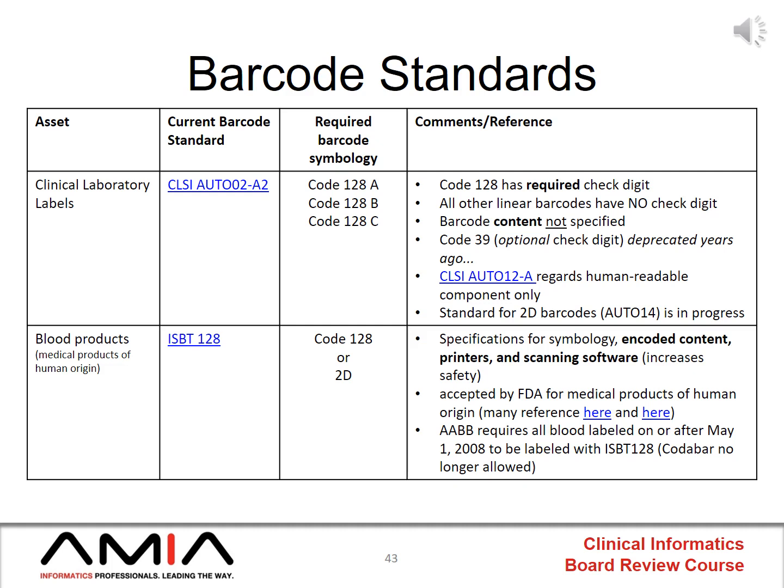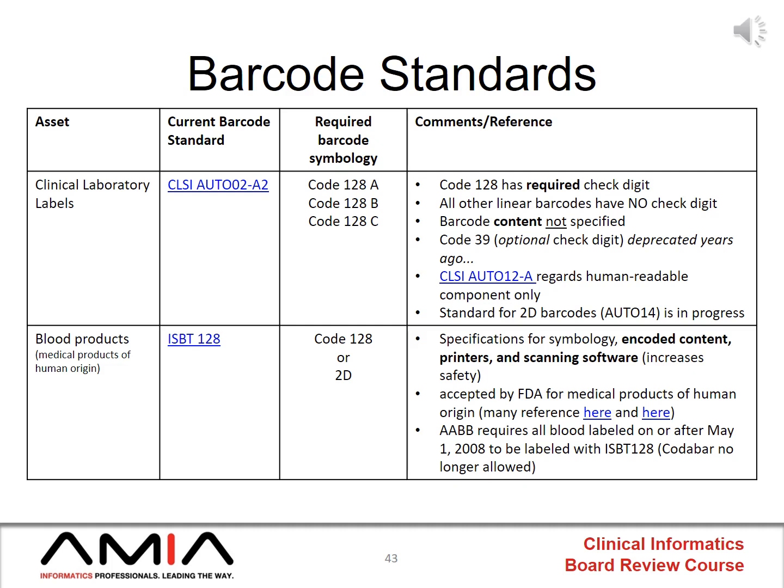The next barcode standard is the ISBT 128 standard. This standard is for barcode labeling of medical products of human origin, otherwise commonly known as blood products. These require the use of either Code 128 or two-dimensional barcodes. Now, given what all I've said about linear barcodes, you may be concerned that linear barcodes for use on blood product labels would be problematic. However, the ISBT 128 standard goes far and away beyond the typical implementation of most linear barcodes.